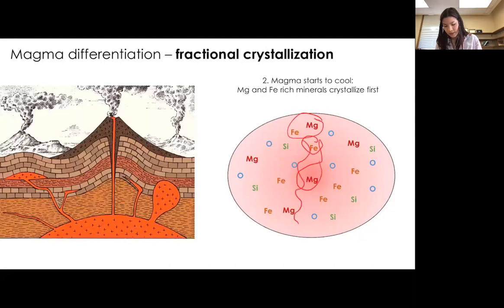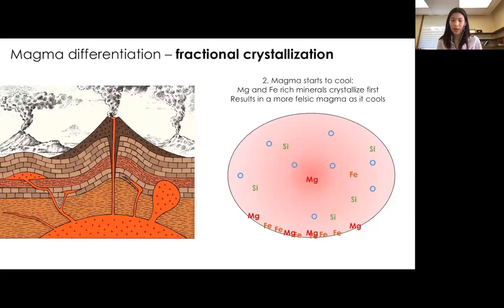As they crystallize, they fall as crystals to the base of the magma chamber, and they take out that iron and magnesium from the rest of the magma chamber. And so what we end up with after this initial cooling is a magma that is enriched in silica and oxygen compared to previously. There may still be some magnesium and iron left, but it is much less abundant. And so you can see through this method that we are transitioning towards a more felsic composition.